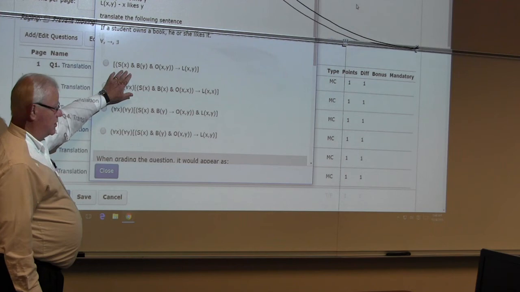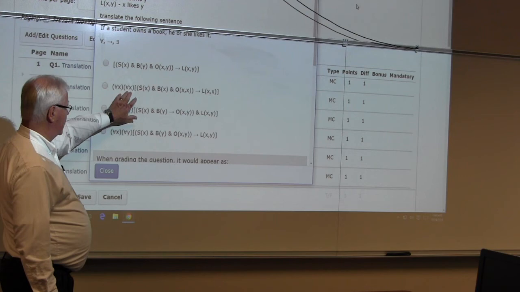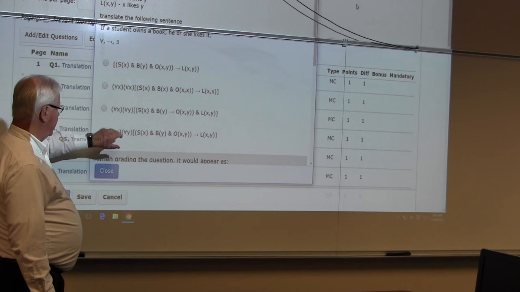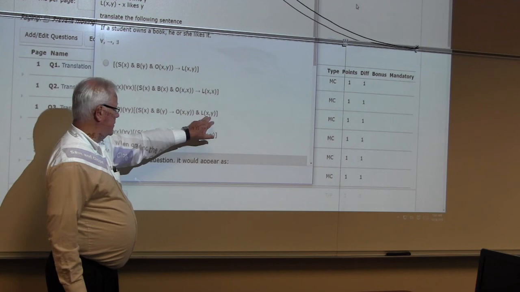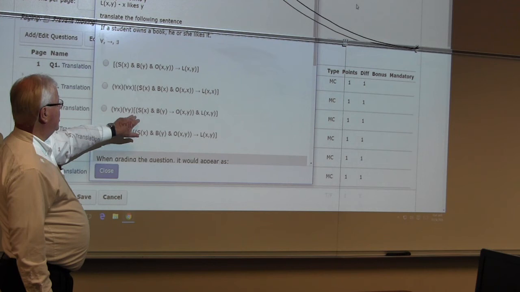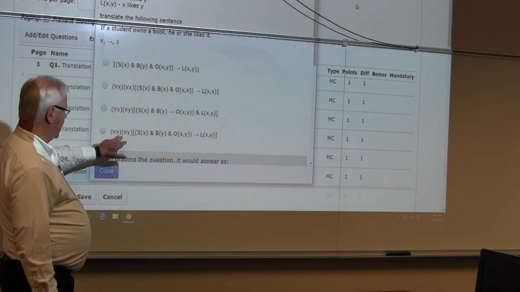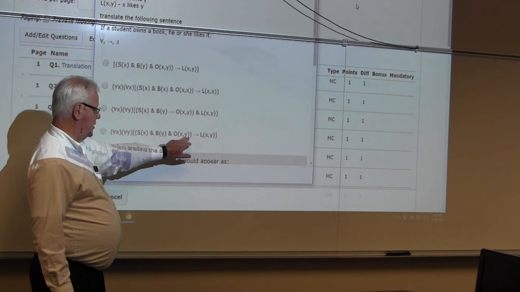But how about this? For all X and for all X, where X is a student and X is a book. There's that problem again. That's not it. For all X and for all Y, where X is a student and Y is a book, it implies that the student owns the book and the student likes the book. Is that what we said? If a student owns a book, he or she likes it. Okay? How about this? For all X and for all Y, where X is a student, Y is a book, and the student owns the book, that implies that the student likes the book.